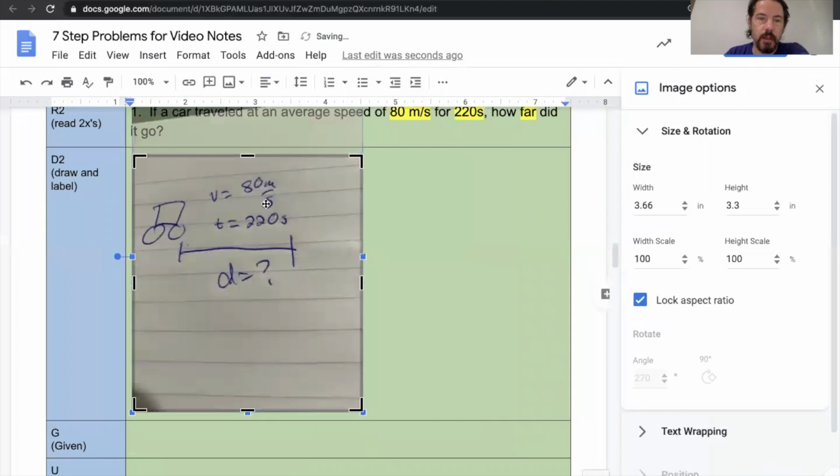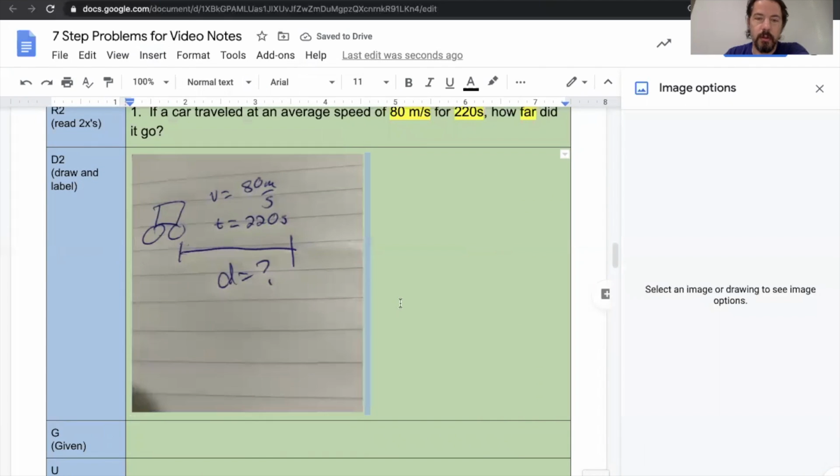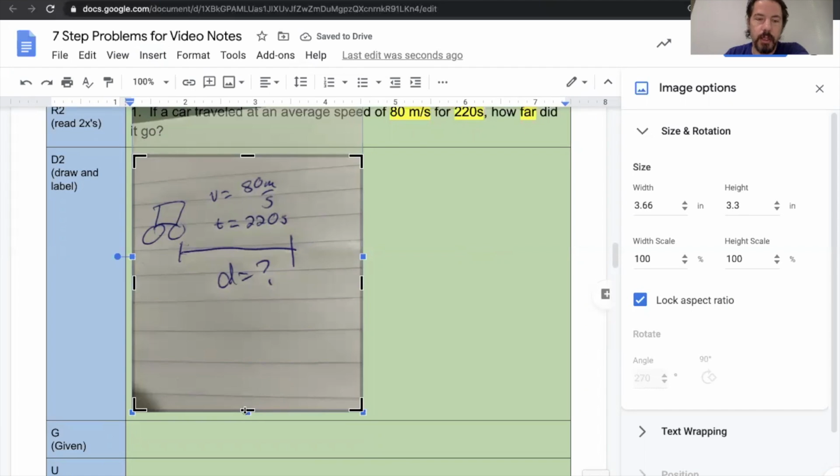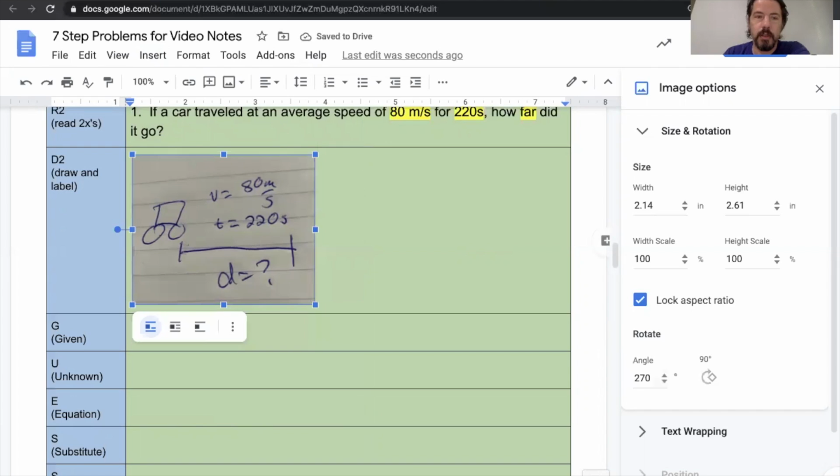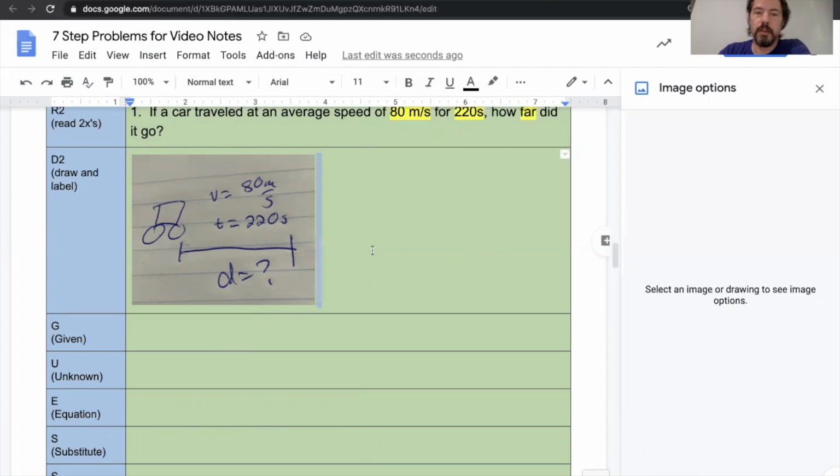So I double clicked on the picture and it gave the black bars. If I drag the black bars, not the blue dots, but the black bars, it will also crop your image so that you have a reasonably sized image that doesn't have a lot of extra space being taken up. Okay, so that's how you can put in your picture.